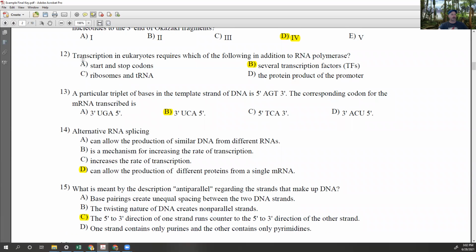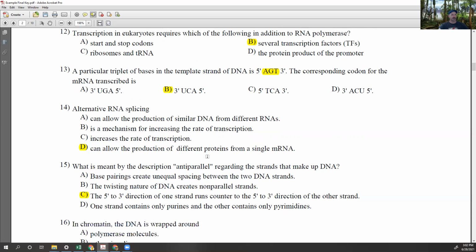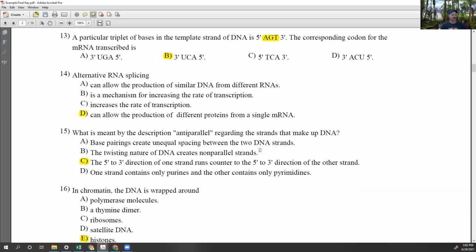A particular triplet of bases on a DNA strand is, from 5' to 3', AGT. The corresponding codon for the RNA would be what? The corresponding strand would be UCA, 3' to 5'. UCA, and it's anti-parallel, so it would be 3' to 5' in this case.